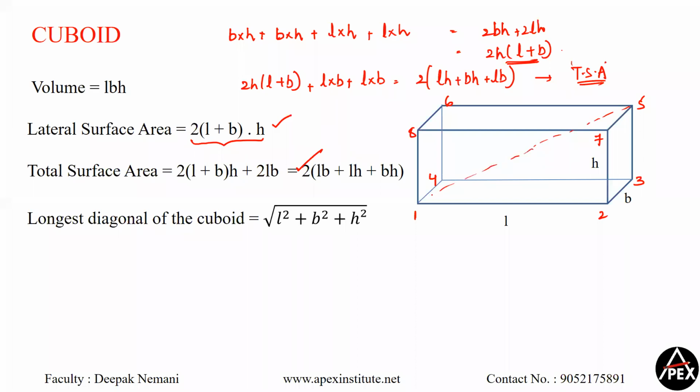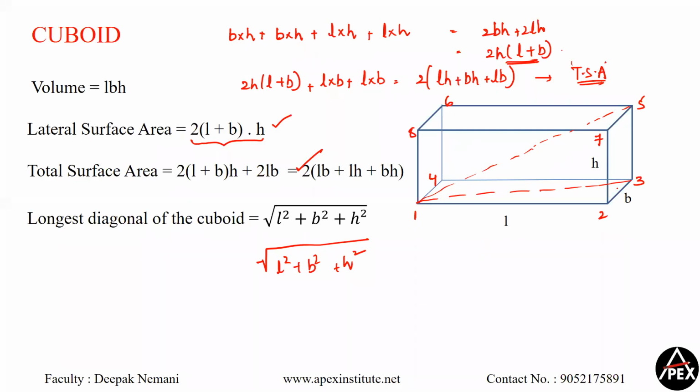The line joining, or the diagonal joining, these two vertices will be the longest, isn't it? And the length of this diagonal is given by root over L square plus B square plus H square. How did we get that? Any idea? Bottom surface, we should find the diagonal using the hypotenuse, Pythagoras theorem. Square root of L square plus B square. Perfect. Yes, by using Pythagoras theorem.